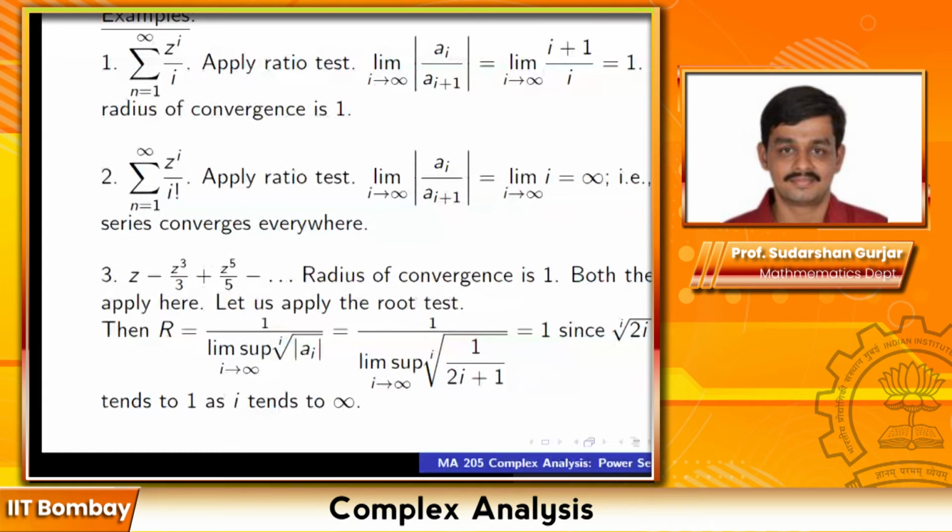So this will be simply the limit of i as i tends to infinity, which is equal to infinity. Hence, the series converges everywhere. The radius of convergence is infinite, and so the series converges everywhere.